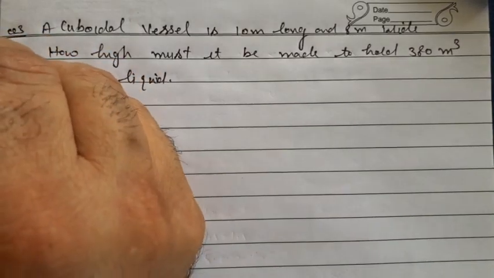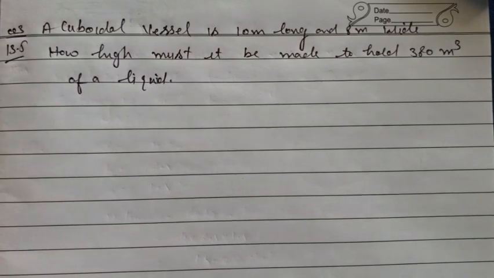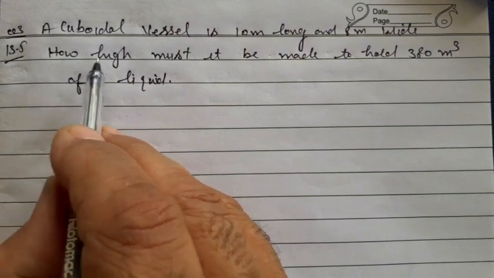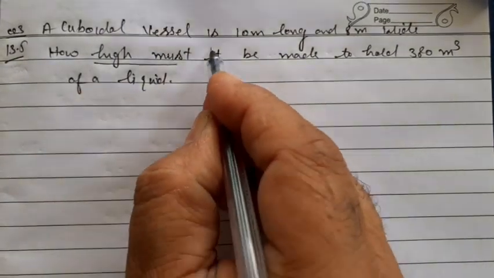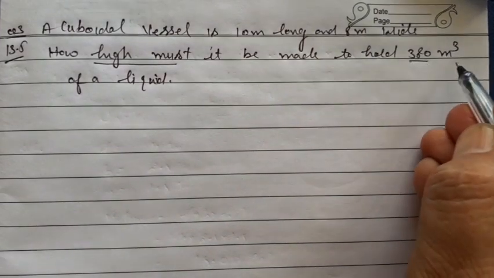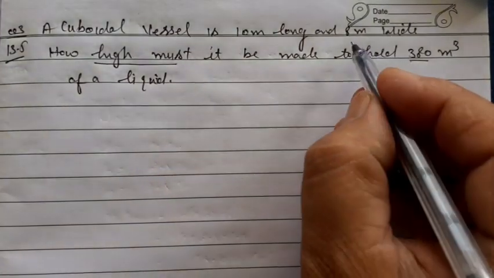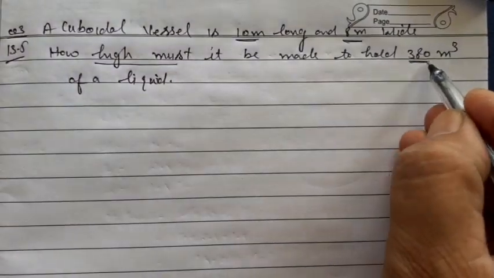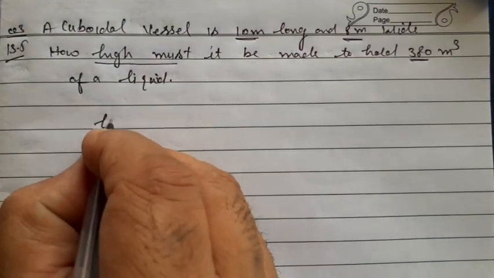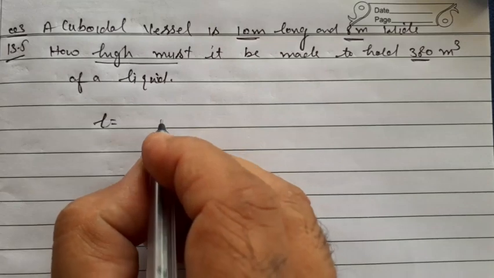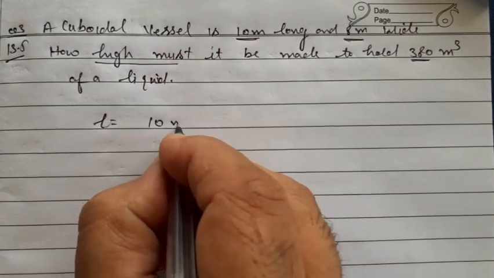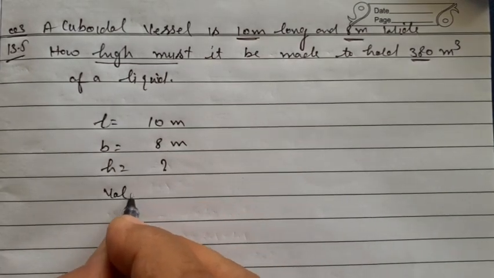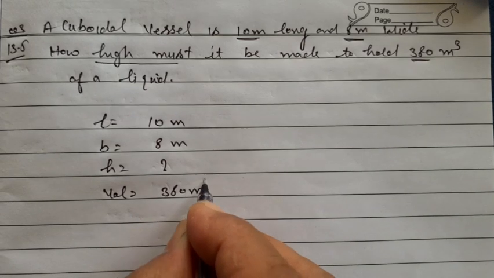Question number 3 of exercise 13.5. A cuboidal vessel is 10 meter long, 8 meter wide. How high must it be made to hold 380 meter cube of a liquid? It means here length is given, breadth is given, and volume is given. We have to find its height. So here length of this vessel is 10 meter, breadth is equal to 8 meter, and height we have to find, volume is given, that is 380 meter cube.